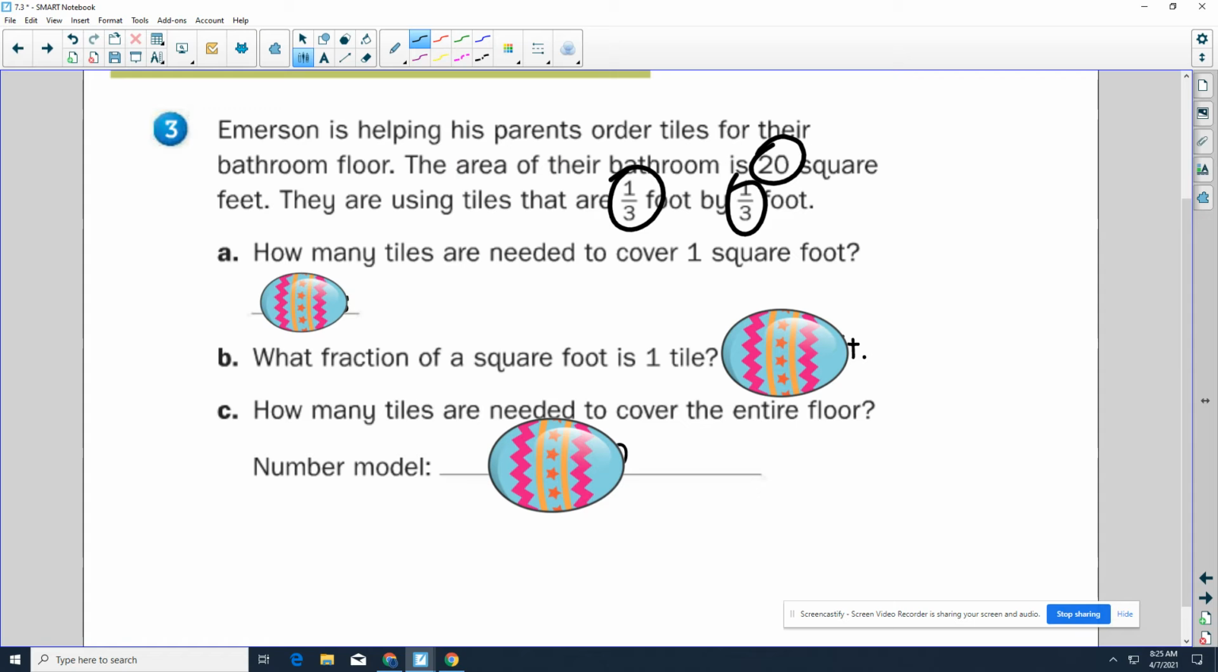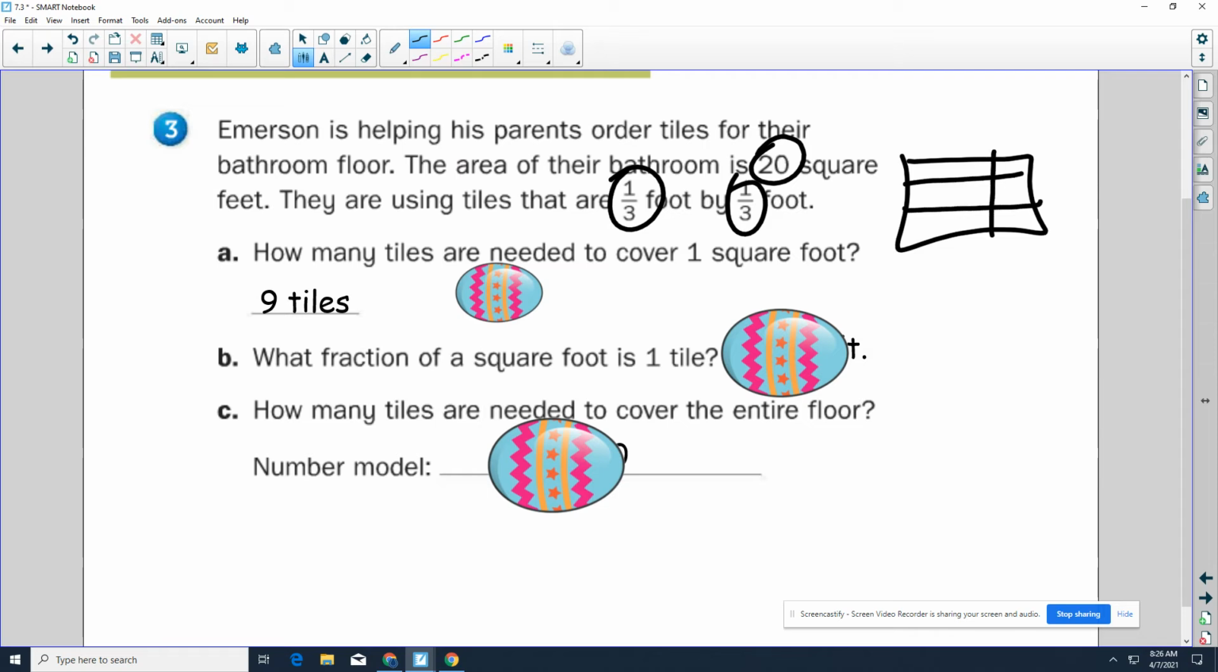Okay, hopefully you've had a chance to look at that. And if you look at the very first part, we need to know how many tiles are needed to cover 1 square foot. So we know 1/3 by 1/3 would be 9 tiles, because you're going to need 3. If I draw a picture here for the visual to show you, if I split it into thirds this way and then this way, you're going to need 9 total to make 1 square foot, because it takes 3/3 to make 1 whole and 3/3 on the other side. So it's a 3 by 3, essentially.